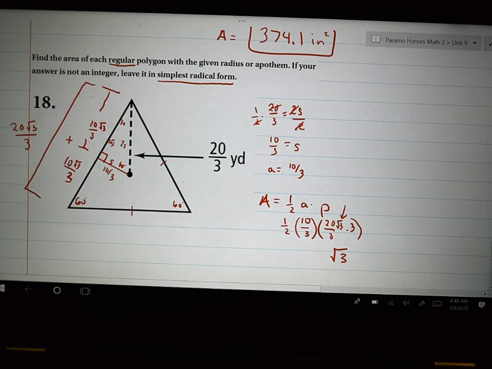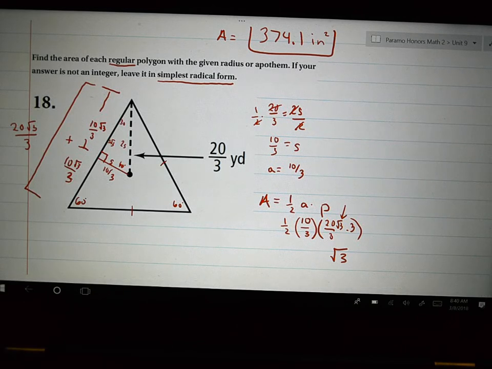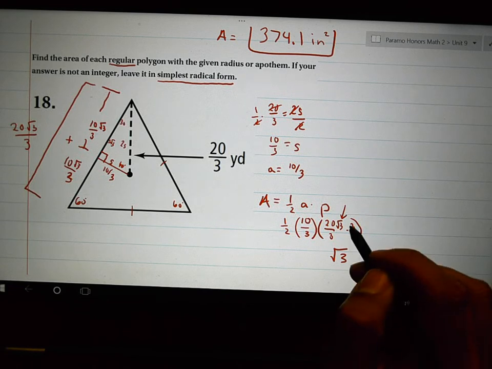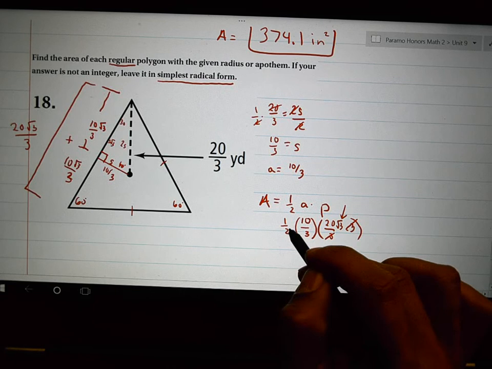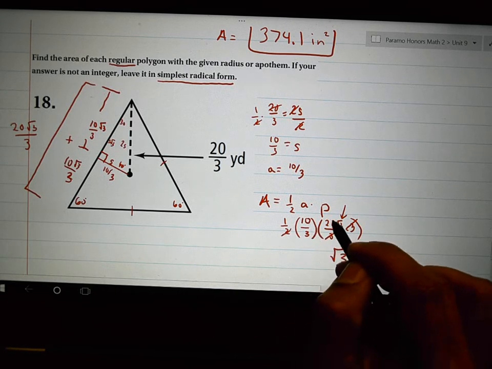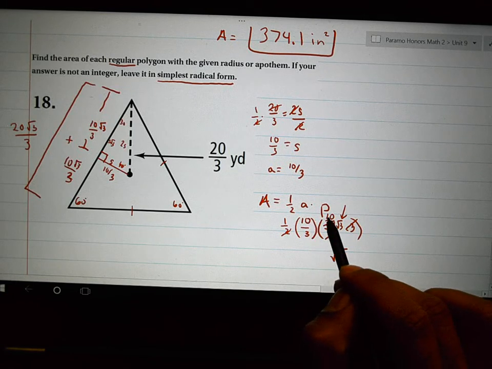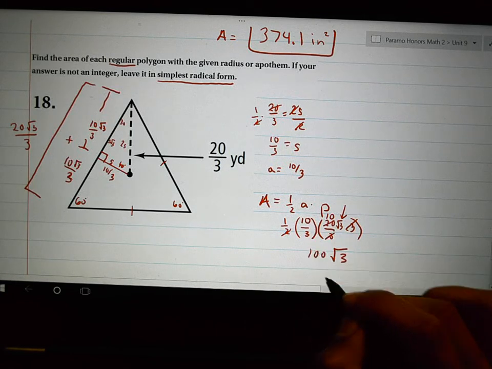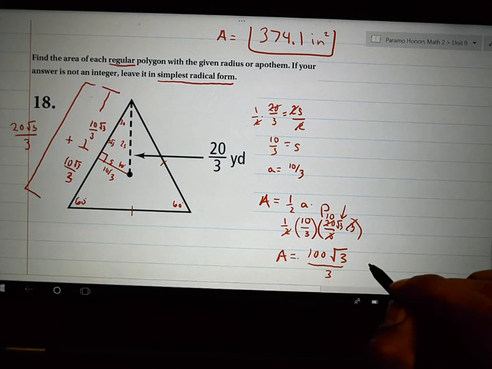You multiply everything else. And so if I was doing this by hand, because I like to do some things by hand, if I go 3 goes into 3, that just goes away. The 2 goes into 20 10 times. 10 times 10 is 100. Bottom denominator is 3. This is what I'm getting by hand.